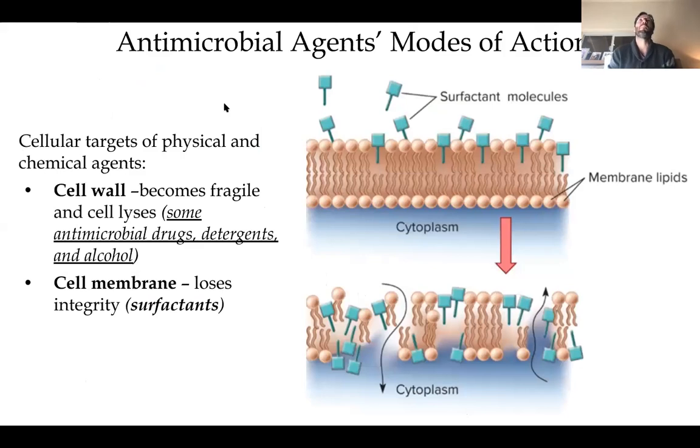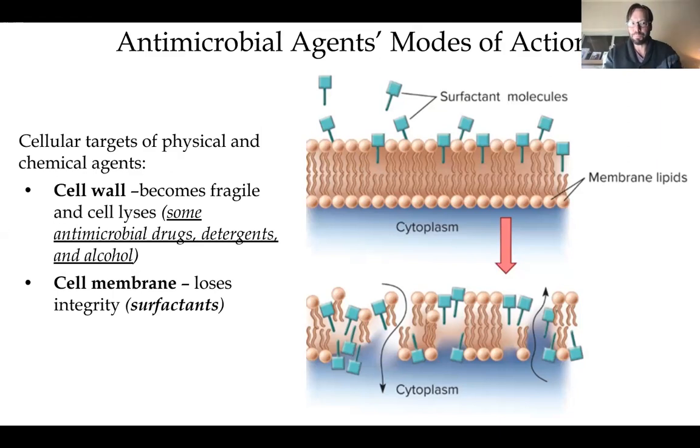How do these control agents actually do their job? Well, a lot of them break down the cell membrane of the bacterial cell or the fungal cell, or the capsid of a naked virus, or the envelope of an enveloped virus. Whether it's a particular type of chemical in particular, it's going to have these surfactant molecules that intercalate into the membrane and then cause that membrane to start falling apart.